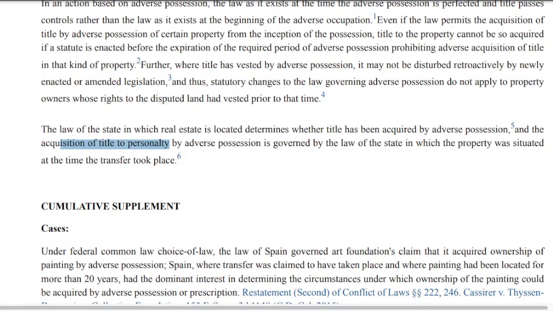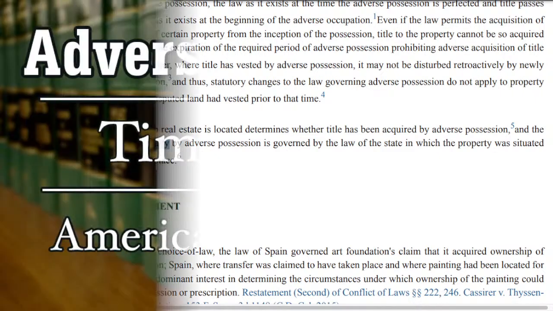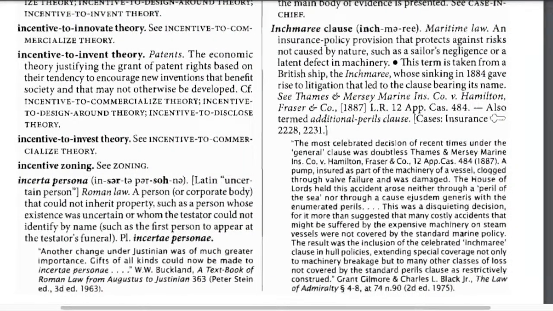All right, now we have a new word to look up. Personality. Give us a second here. Hopefully that's not littered throughout Black's, but looks like it is. Jeez. Okay. One of those words. Here we go. 88.